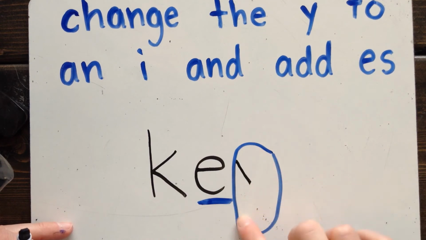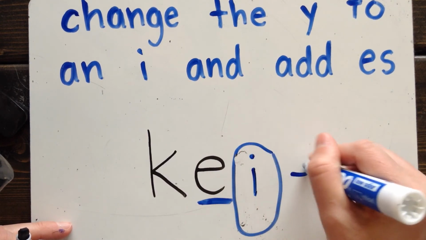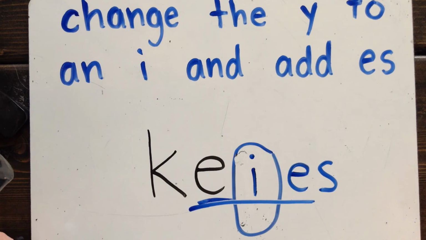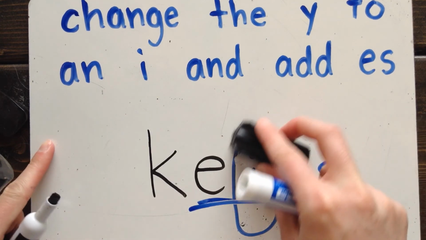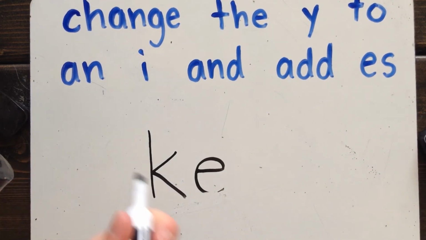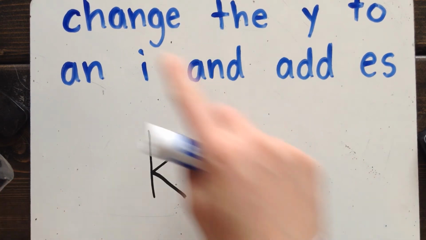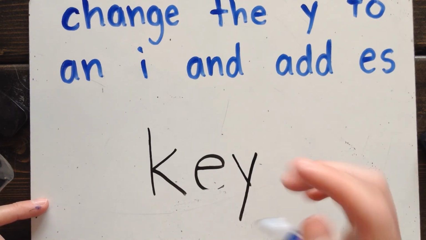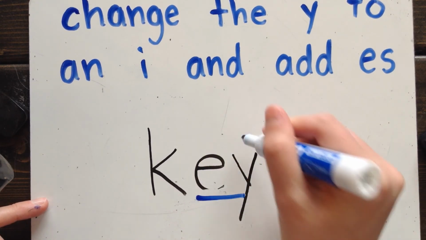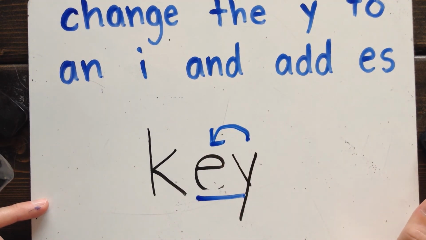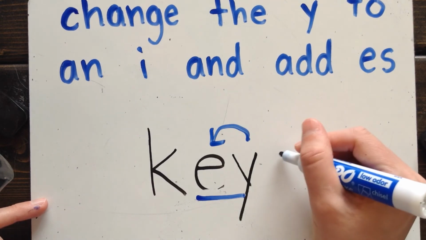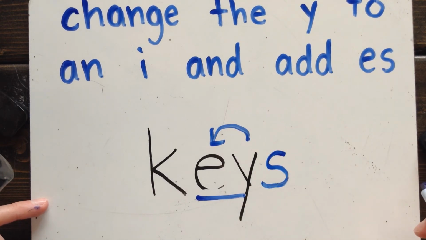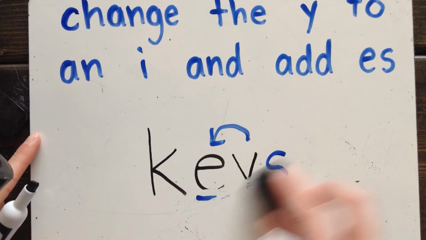If you end up changing the Y after all, now you have too many vowels in a row. This doesn't look right. Anytime you want to make a noun plural that ends in Y, we normally follow the rule, change the Y to an I and add ES, except in cases where a vowel comes before the Y. If you notice a vowel before the Y, do not change it. Just go back to the regular old rule of adding an S. Keys. That is the exception to pay attention to.